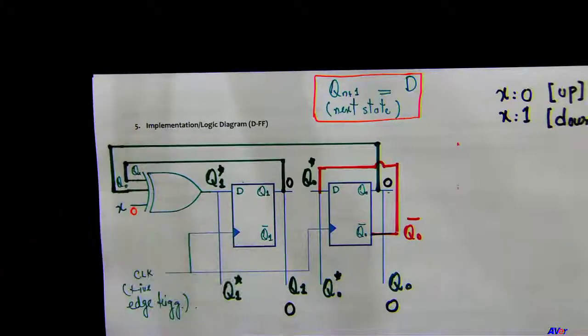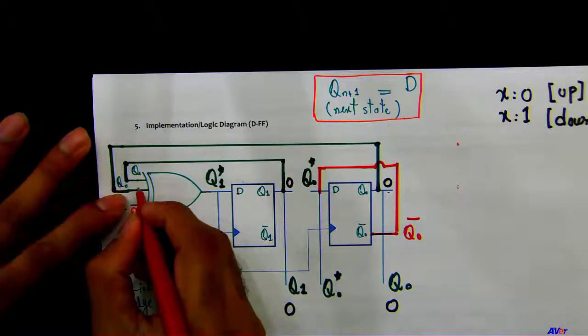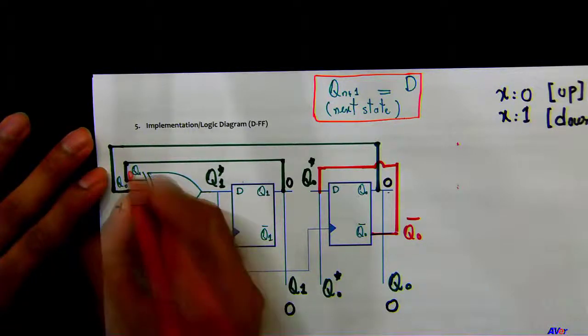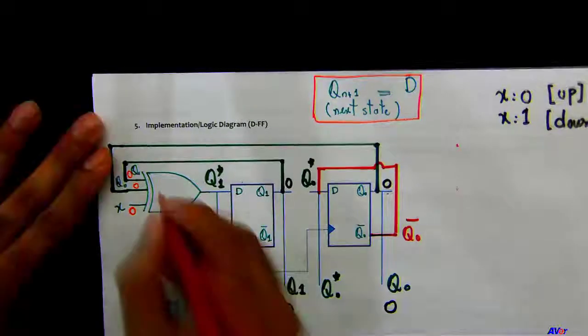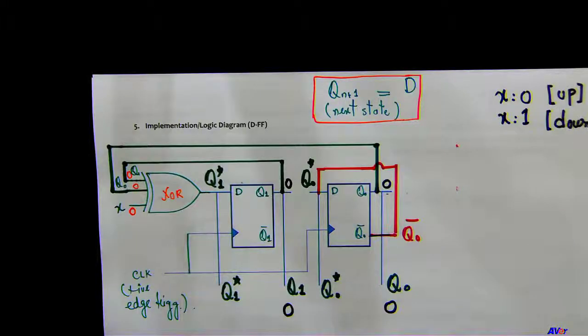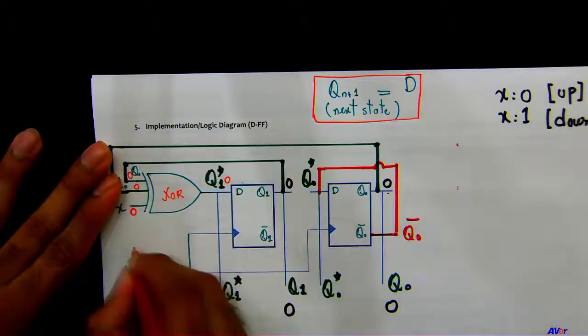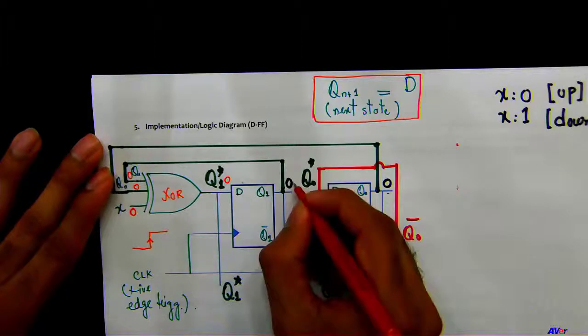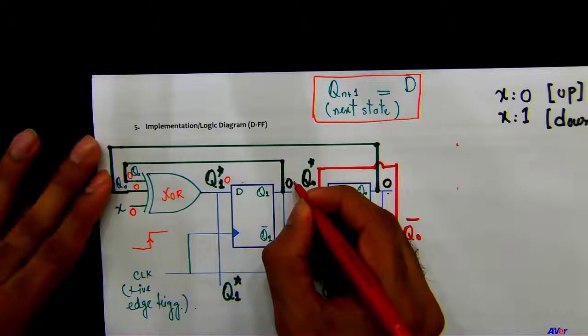So what should be the next state? Presently it's 0 0. Next state should be 0 1. Okay, let's do that. What is Q0 here? 0. Q1? 0. Okay. 0 going through an exclusive OR gate, what would that be? 0, right? So you get 0 here. Clock comes in. This is a positive edge triggered clock. What would be the output here? 0, correct? The output is 0 here.